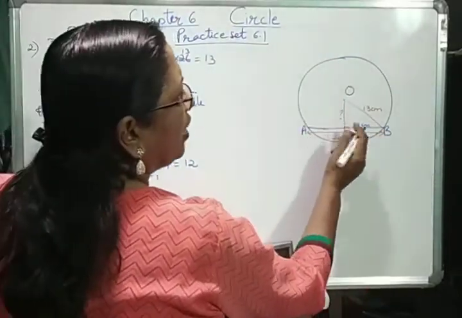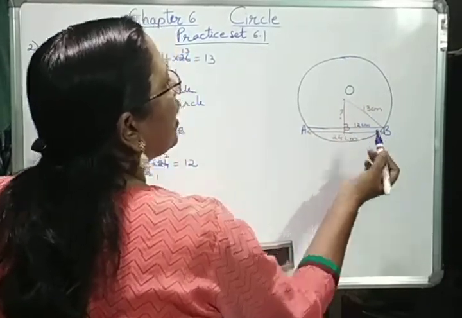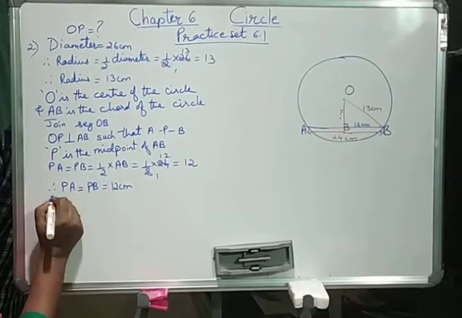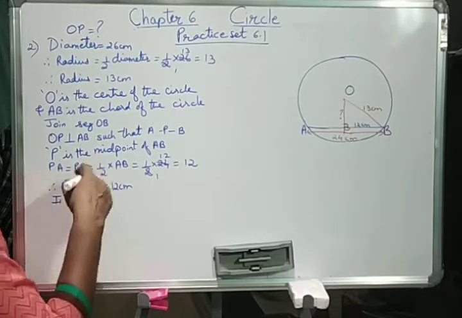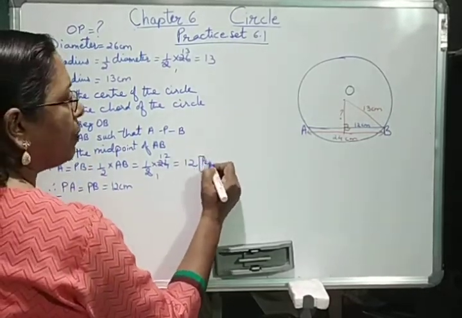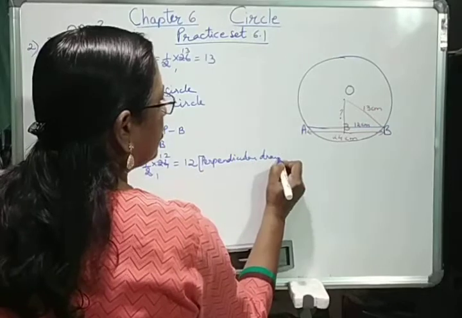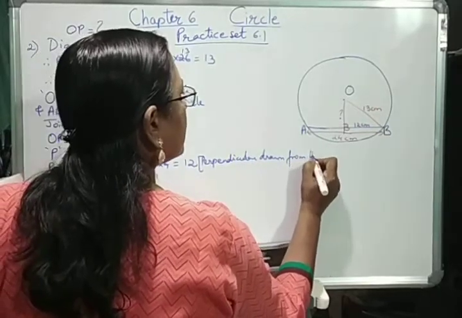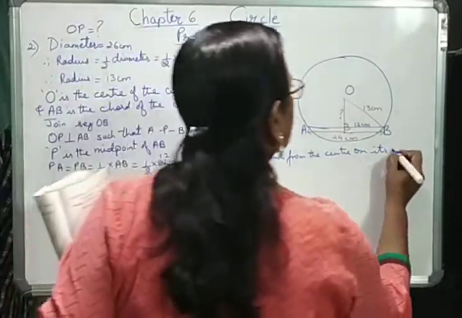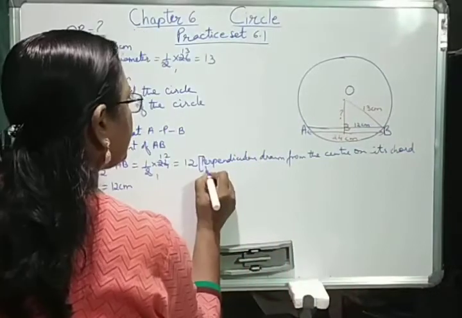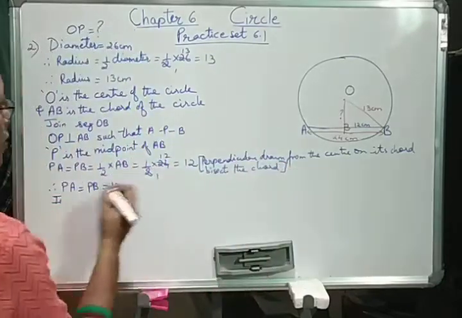So in this right angle triangle, you got now OB is 13 and PB is 12. Now immediately I told you, whenever you write down PA is equal to PB, that is equal to half, you have to write down the reason: perpendicular drawn from the center on its chord bisects the chord. So this you have to write down.